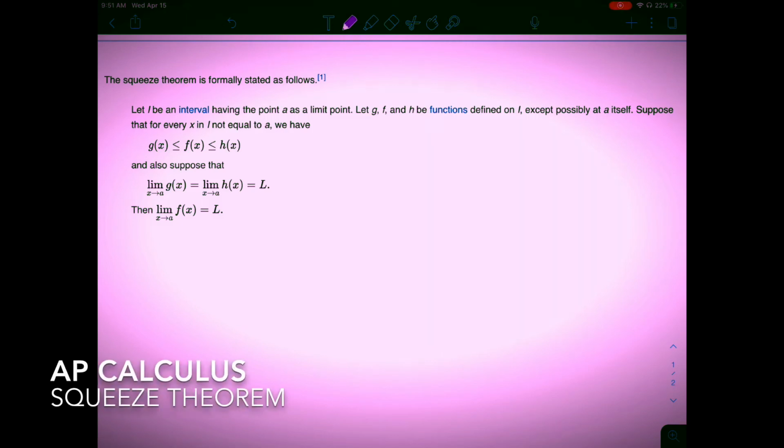Let's discuss the squeeze theorem. I'm going to first explain it to you in a way that you will have no chance of understanding, and then I'll bring it into terms you're going to understand. This is going to be wonderful.